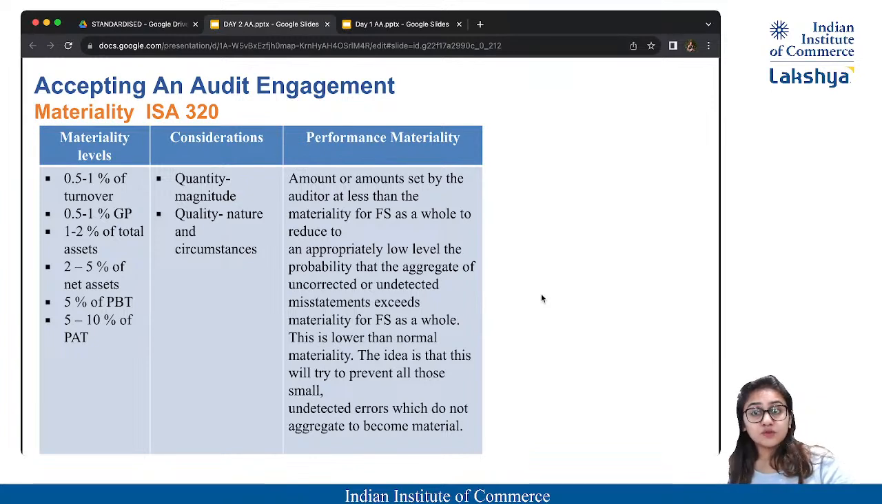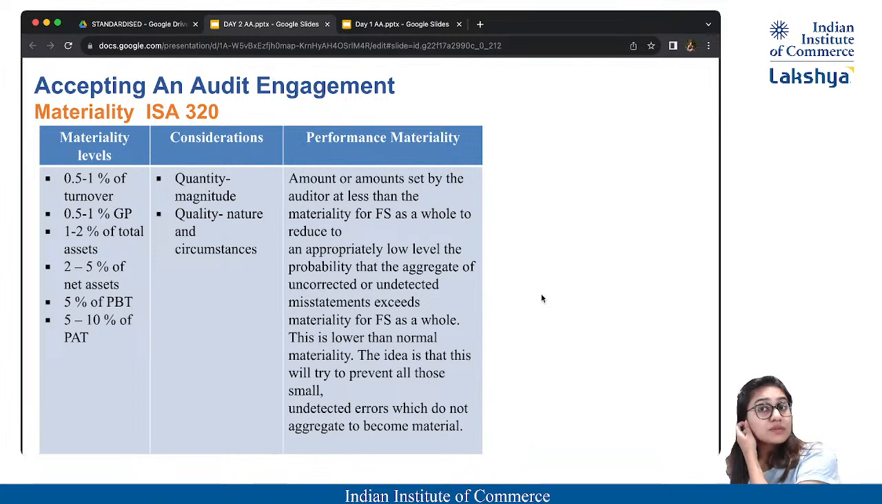Similarly, 0.5 to 1% of gross profit is going to be material for you. 1 to 2% of your company's total assets is material for you. 2 to 5% of your company's net assets is material for you. 5% of profit before tax is material for you. 5 to 10% of profit after tax is material for you. This is materiality by size, and it depends from organization to organization.